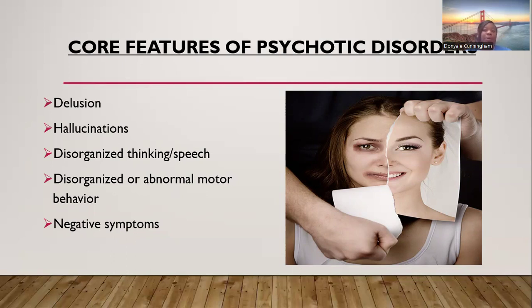Disorganized or abnormal motor behavior. This includes unpredictable agitation, inappropriate behavior, or a lack of movement or response, so the catatonia. And then negative symptoms. These are primarily in schizophrenia, so diminished emotional expression, lack of motivation, reduced speech, loss of interest and pleasure, and social withdrawal.